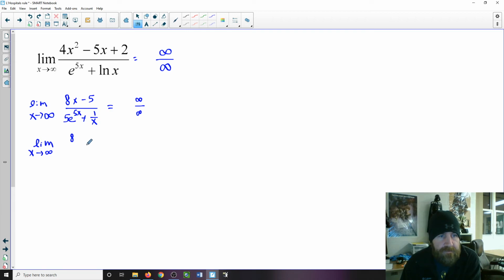So we get 8 on the top. We end up with 25e to the 5x minus 1 over x squared on the bottom. And we plug it in, so we get 8 over, that's going to be infinity if we plug that into the e, and then the other part is going to be 0. So we're subtracting 0, and we have 8 over infinity. The bottom is trending towards infinity. We have a constant on the top, so that's just going to be 0.